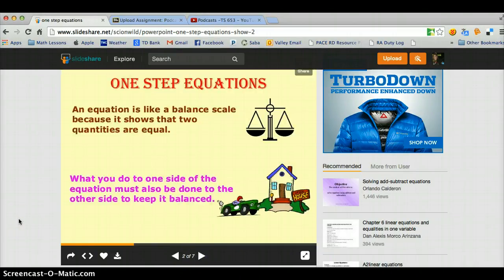First, let's talk about what a one-step equation is. Wherever there is an equal sign, that means there is an equation where both sides have to be equal, like a balance scale. You can see that on the screen. What you do to one side of the equation has to be done to the other side to keep it balanced.